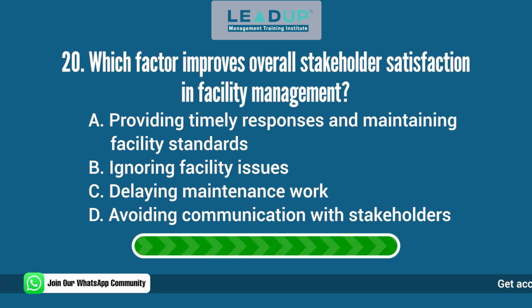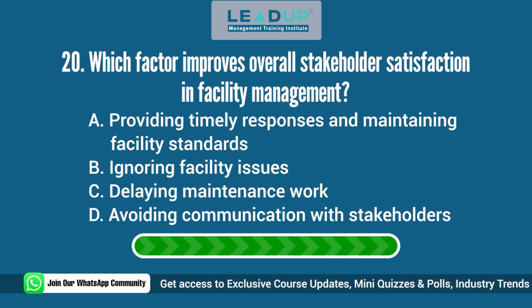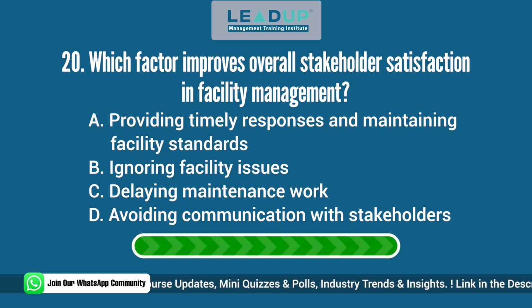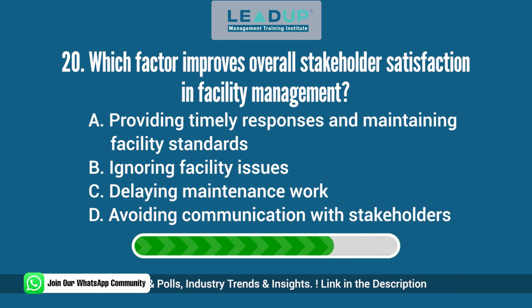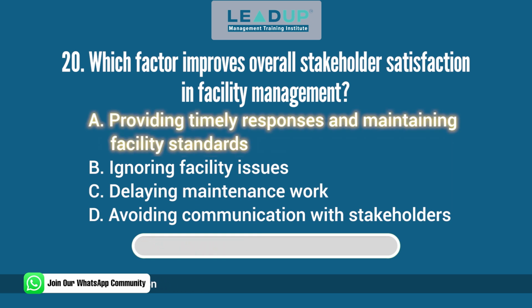Question 20. Which factor improves overall stakeholder satisfaction in facility management? A. Providing timely responses and maintaining facility standards. B. Ignoring facility issues. C. Delaying maintenance work. And D. Avoiding communication with stakeholders. Answer: providing timely responses and maintaining facility standards.